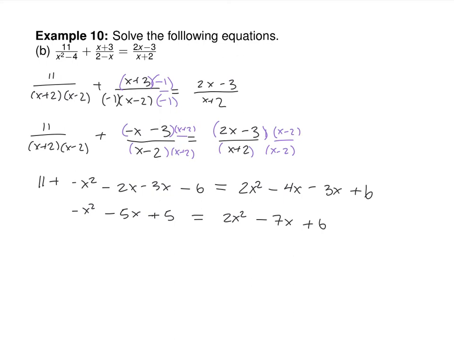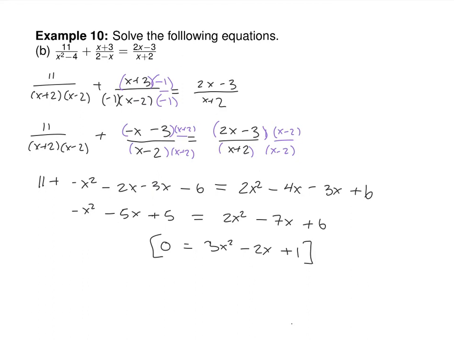All right, let's move everything. I'm just going to put it all on the right side just because it doesn't really matter. So if I add the x squared over, how many x squareds do I have? 3. So then if I add the 5x over to negative 7, you get negative 2x. Take away the 5, I get plus 1. Okay, I know it's tedious at that stage.